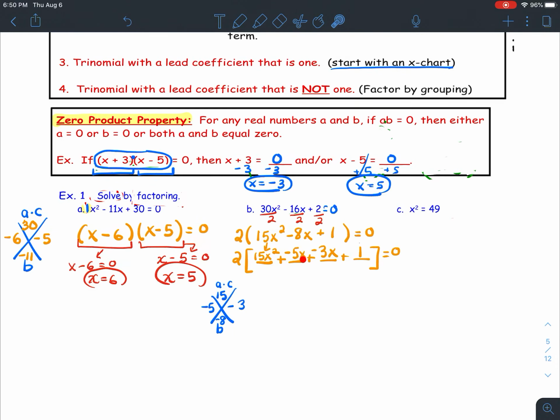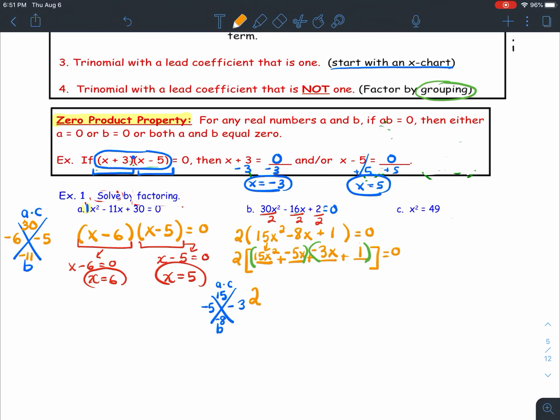Now, it doesn't matter technically which one you put on which blank, but when you place them on those middle two blanks, do make sure that you put an X next to each of the two numbers. Okay, now the next step, this is why it's called factoring by grouping. You're now going to group the first two terms together and the last two terms together.